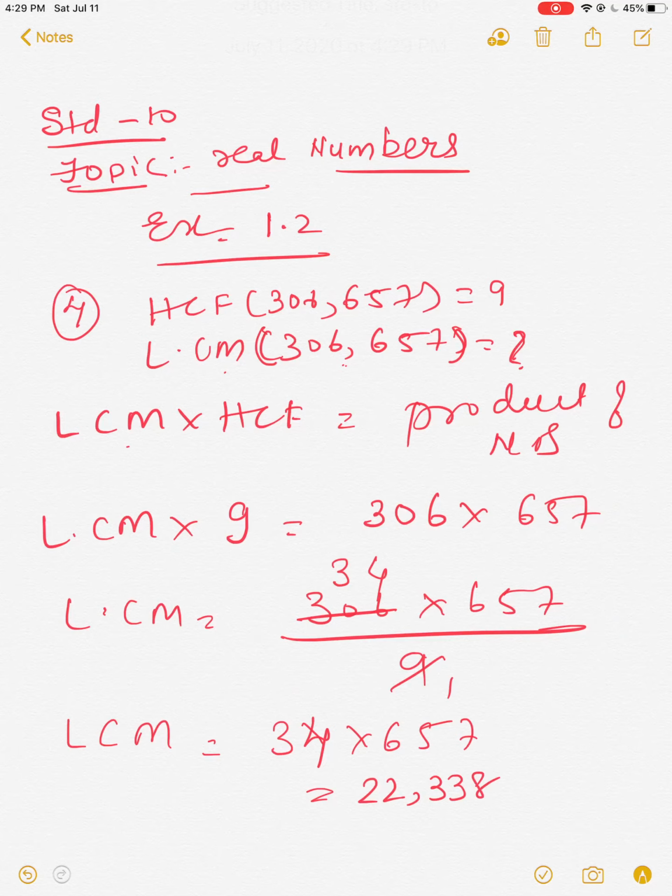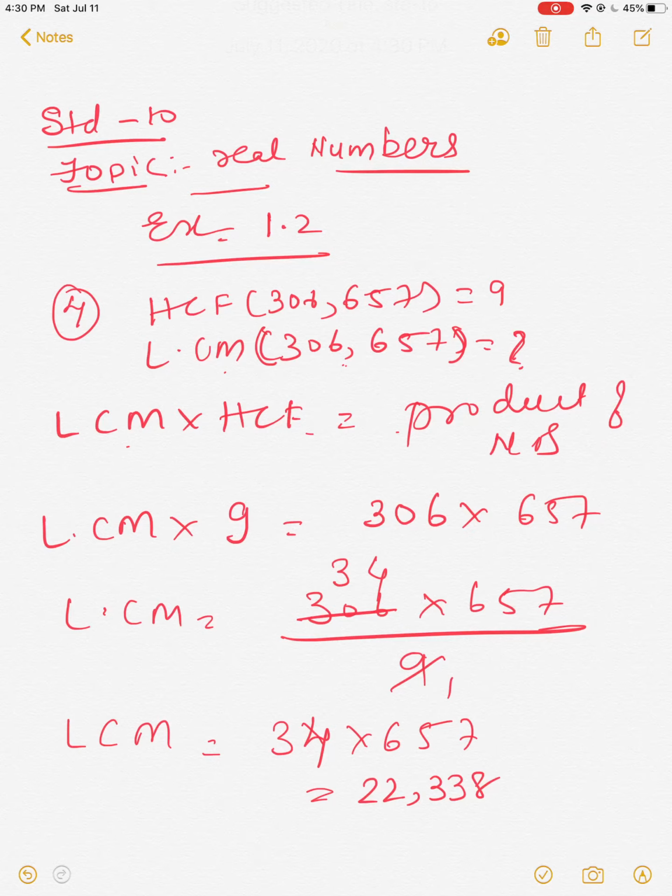Like that, if LCM is given, we can find out HCF. How will you get it? HCF is the product of numbers divided by LCM. In the same way, if LCM and HCF are given and one number is given, we can find out the other number. LCM into HCF is equal to first number into second number. Then the second number which we have to find out is LCM into HCF upon the first number.